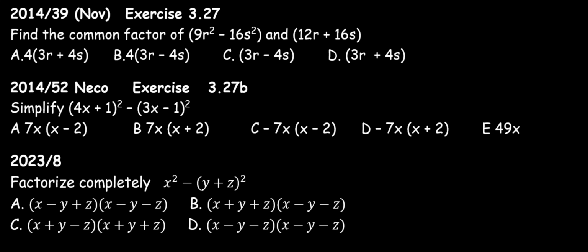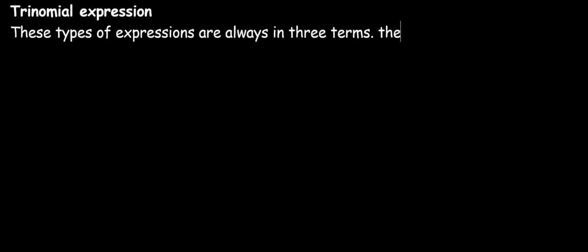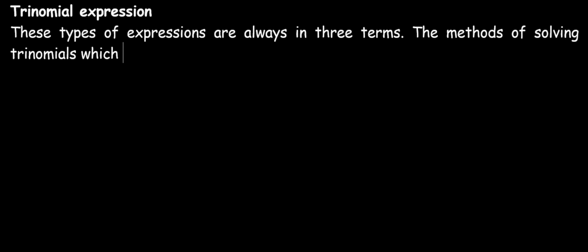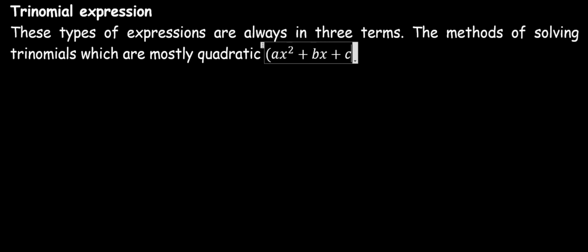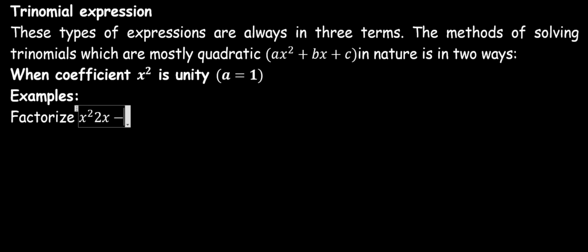Next, we proceed to the subtopic here under factorization. We'll be dealing with trinomial expressions. These types of expression are always in three terms. The method of solving trinomials, which are mostly quadratic, that is ax² + bx + c in nature, is in two ways. First, we take when the coefficient of x² is unity, that is a equals 1. Example: factorize x² + 2x − 3.